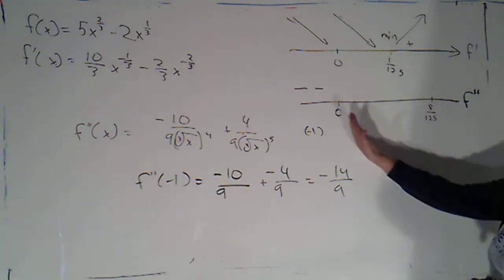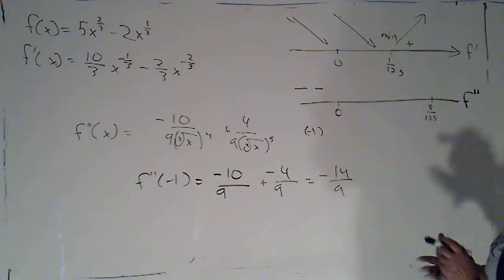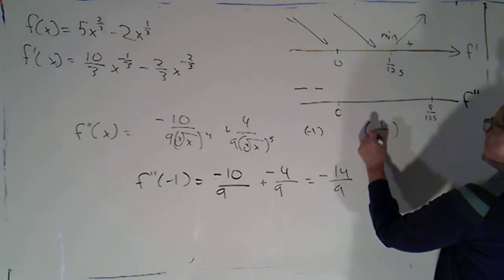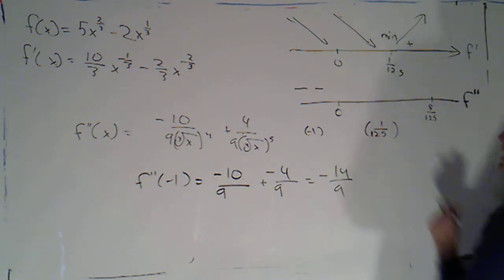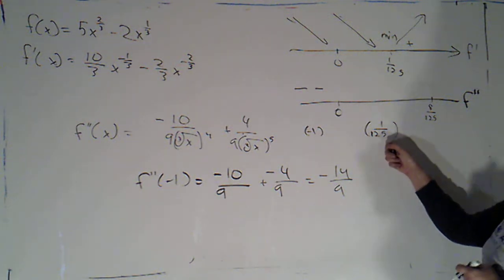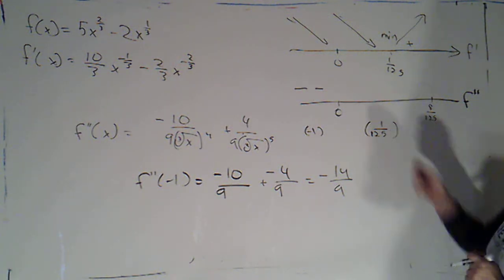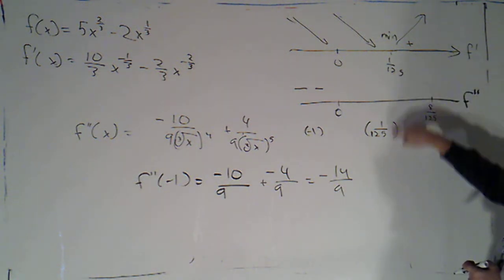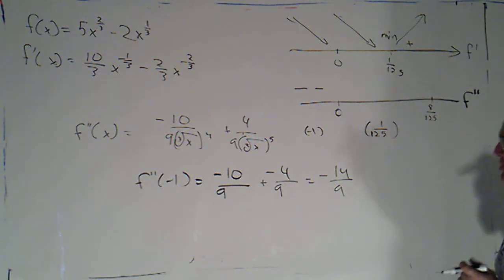So now, between 0 and 8 over 125, I need to plug something in. I'm actually going to just choose to plug in 1 over 125. Not usually a number I would pick, but it's easy to take the cube root of that because it's just 1/5. And that was my critical point up here. So we can kind of talk about that.